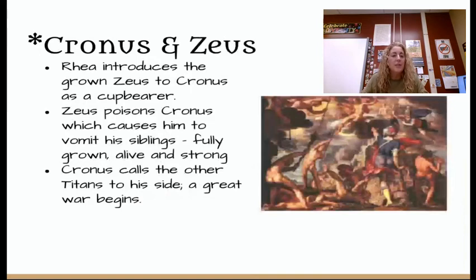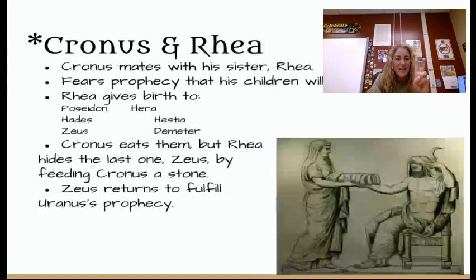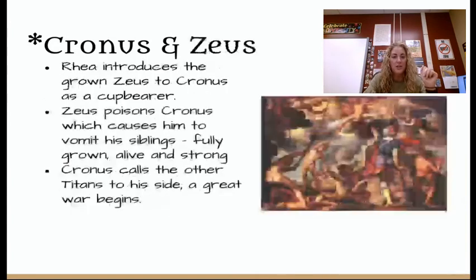So Rhea eventually introduces the full-grown Zeus to Cronus as a cupbearer. So Cronus doesn't have any inclination that any of his children are still alive. So he meets this young lad, and lo and behold, Zeus poisons Cronus, right, with a drink that he brought him as a cupbearer, and causes Cronus to vomit up all of his children. Now, the children, although it's been years and years, are fully grown, they are alive, and they are strong. So now, Poseidon, Hades, Zeus, Hera, Hestia, and Demeter are all living adults.